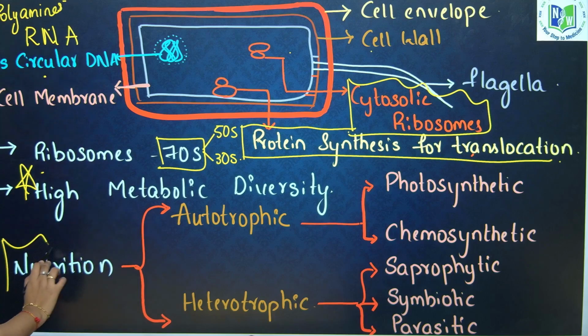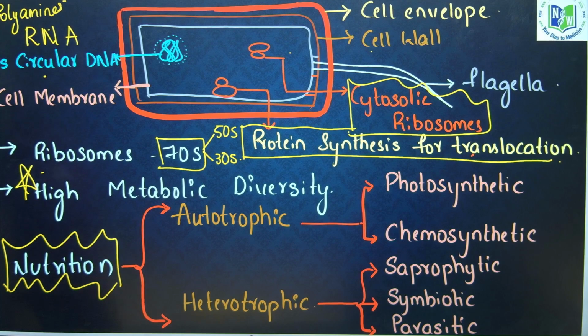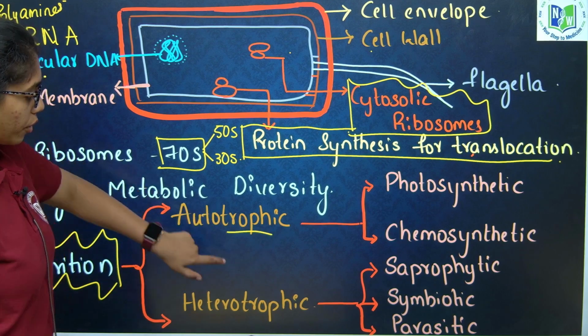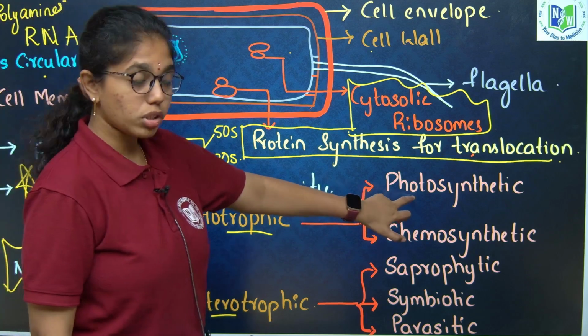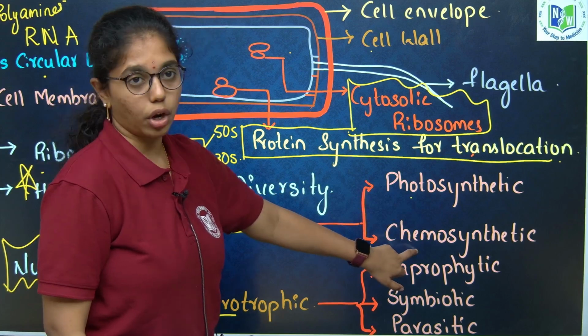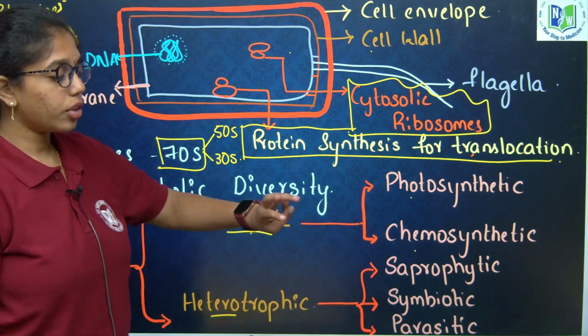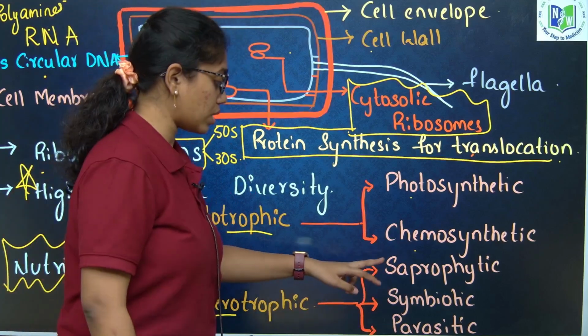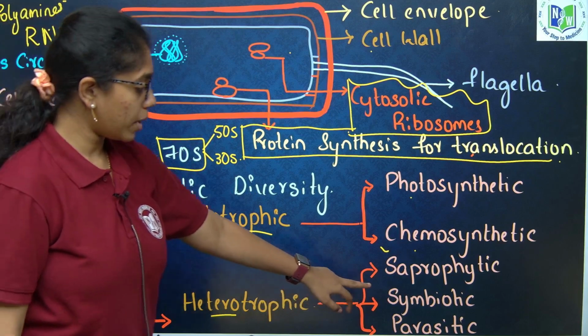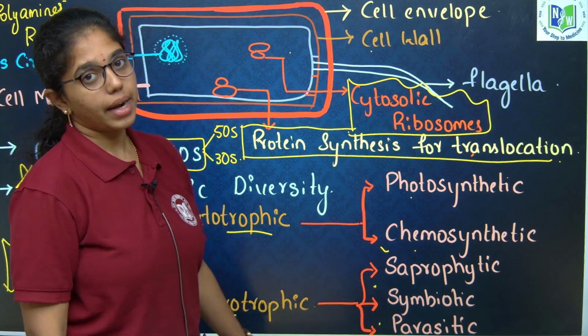In nutrition, you have two types of nutrition conducted by the organisms of Monera. One is autotrophic and the other is heterotrophic. In autotrophic, there are photosynthetic autotrophs and chemosynthetic autotrophs. Under heterotrophic, there are three modes of nutrition: saprophytic, symbiotic and parasitic.